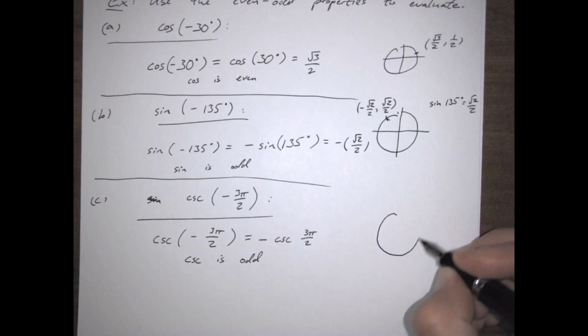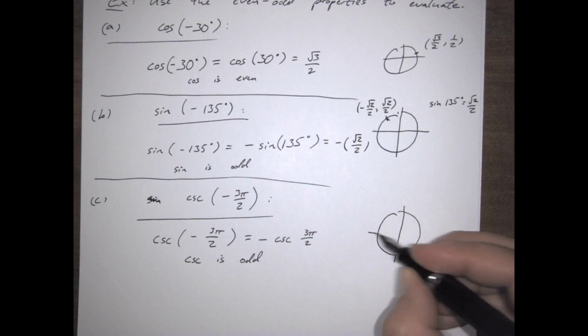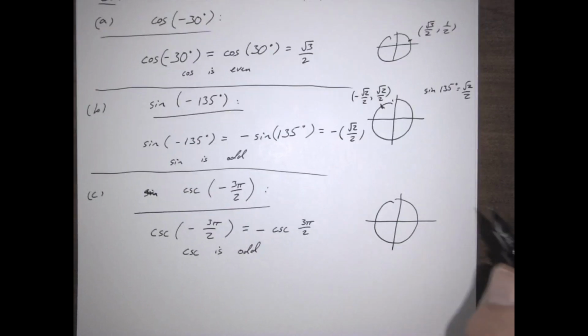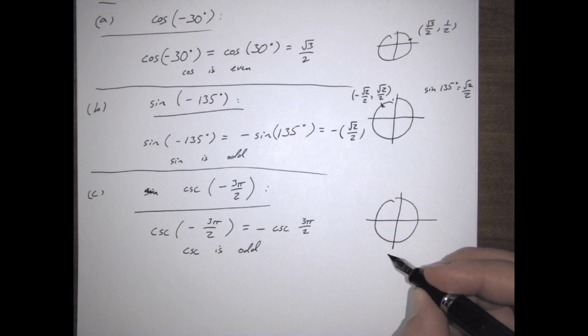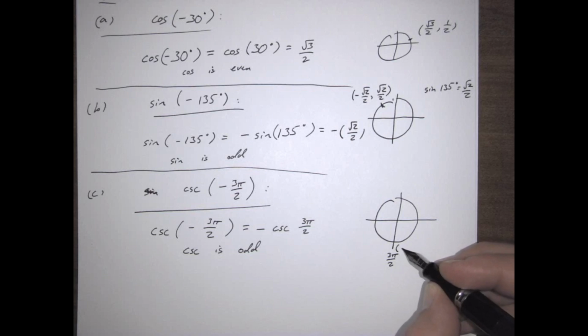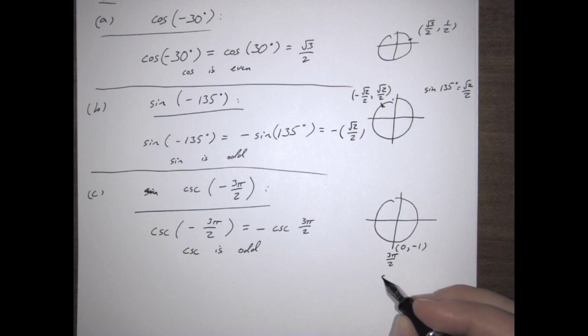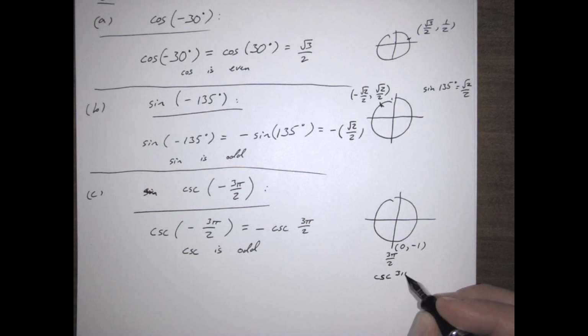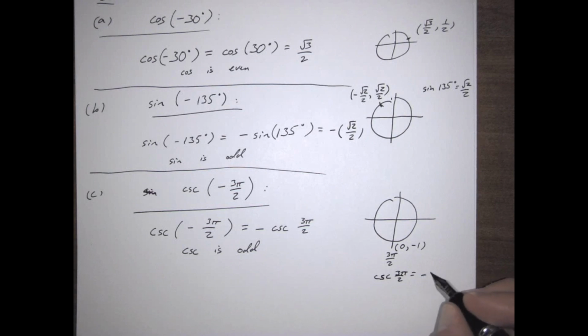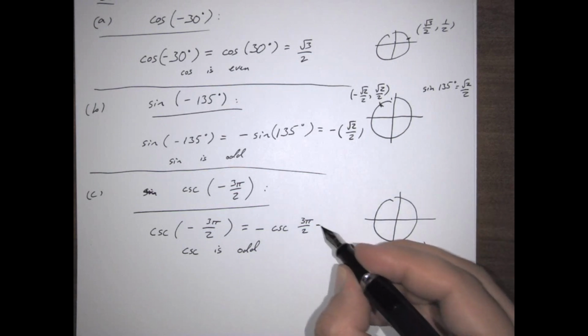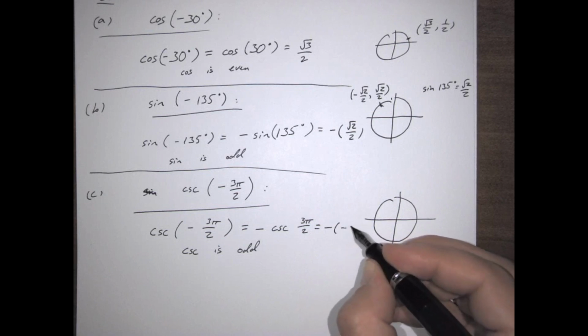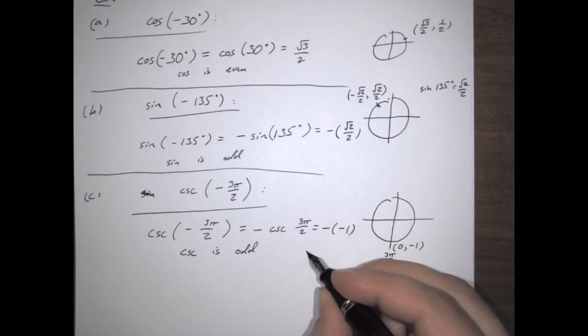Now, if I think about what is the deal with 3 pi over 2, I don't even want to try to guess about negative 3 pi over 2, so this is 3 pi over 2. So that's going to be 0 for x, negative 1 for y, and that means that cosecant of 3 pi over 2 would just be 1 over negative 1, which is just negative 1. So this is equal to negative 1, which is just equal to 1.